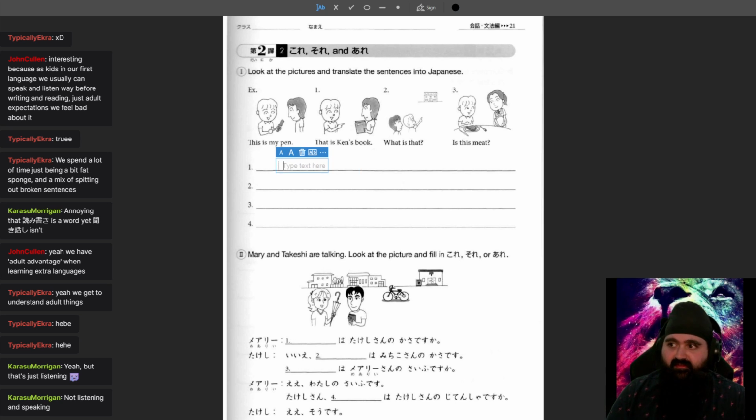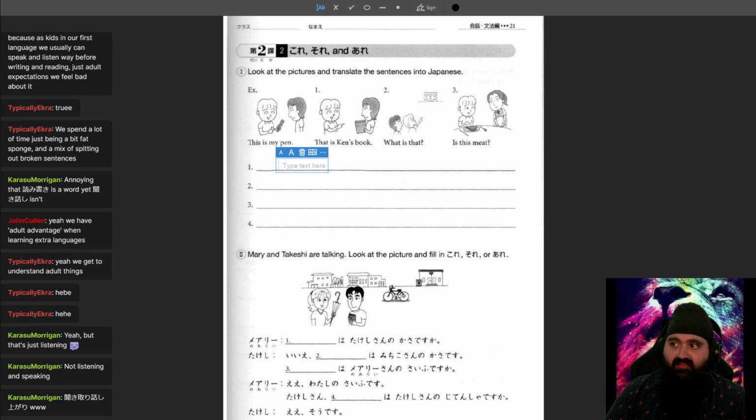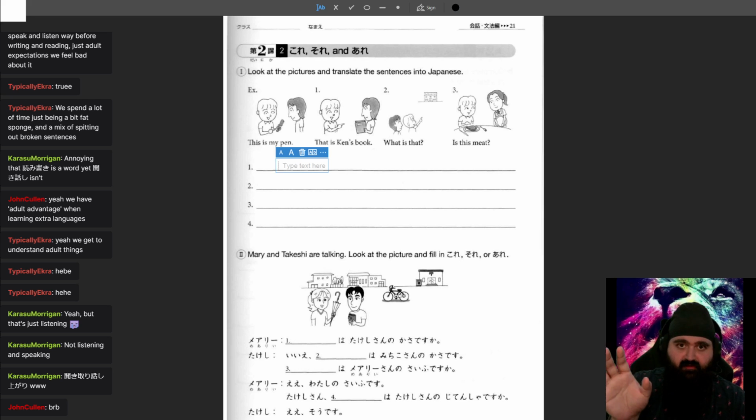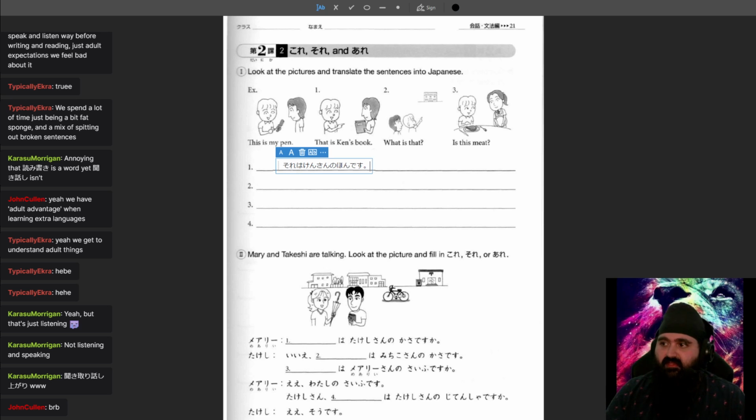Shirankido. Okay, so this is just the example, so we're going to fly through this one. That is Ken's book. You're the speaker and you're saying that. So, sore wa hon desu. That is a book. Whose book is it? Ken-san. Don't forget the san. Sore wa Ken-san no hon desu. Period.